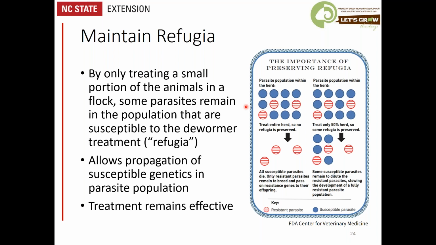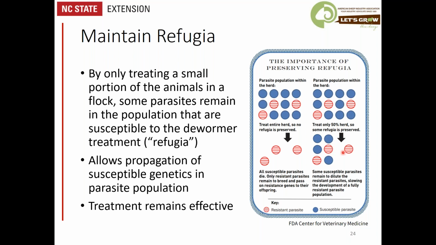So if I treat the entire population with a dewormer, I wipe out every single susceptible parasite. I wipe out every single blue dot, and all I'm left with are the red dots. All I'm left with are resistant parasites to breed and make more resistant parasites. If I only treat a subset of that population, so I only treat, in this case, 50% of the herd, some of those blue dots remain. Some of them get wiped out, but some of them remain.